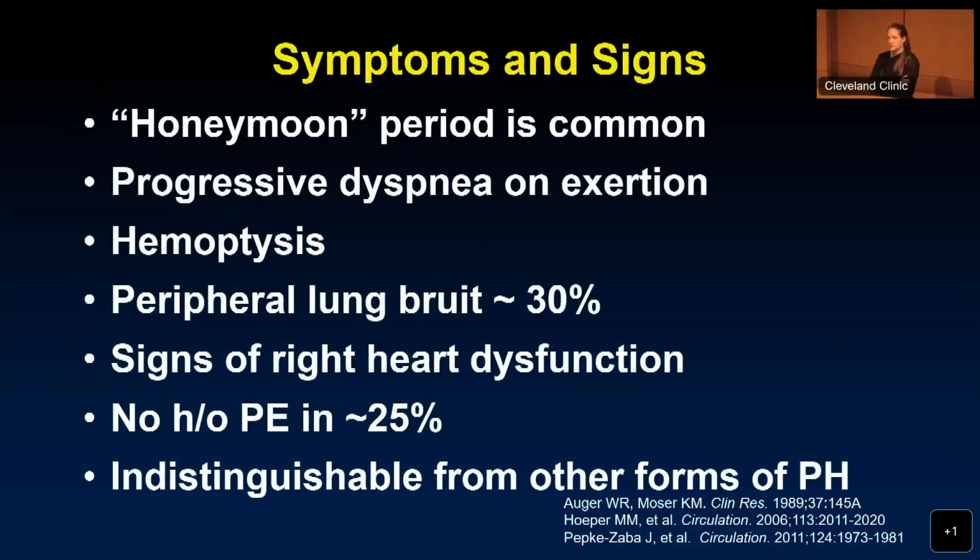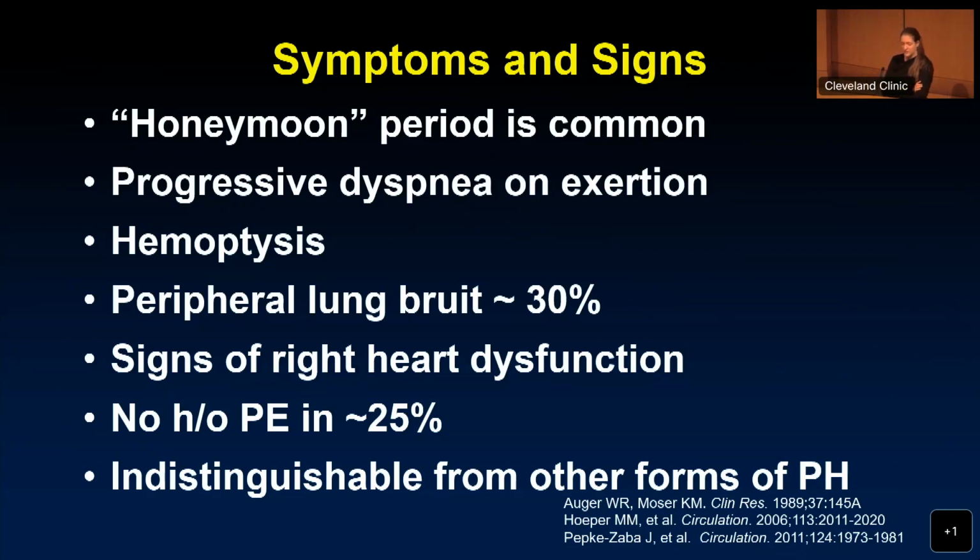A lot of the time there's a honeymoon period after someone recovers from their index PE, and then the patient starts to develop progressive dyspnea on exertion. Sometimes there's hemoptysis, not very often. Sometimes you can hear a bruit over the lung. Once a patient starts to develop signs of right ventricular heart dysfunction, it's not a great scenario. It probably means that things are pretty advanced and they really need to get to PH clinic.